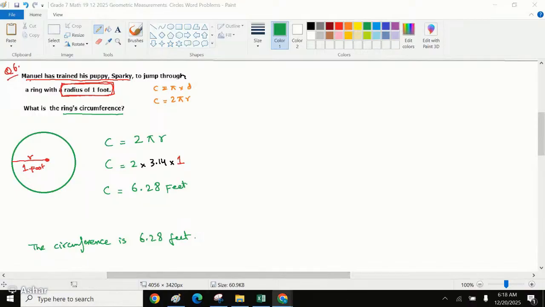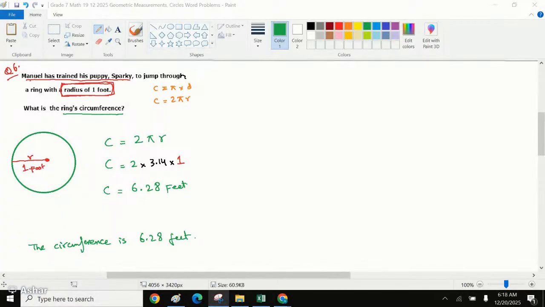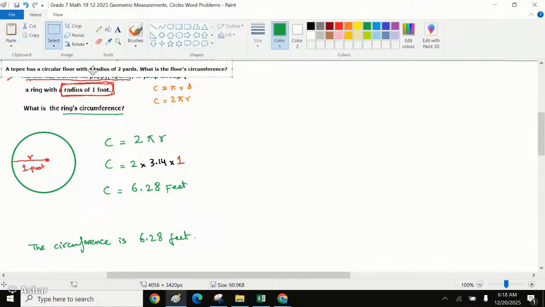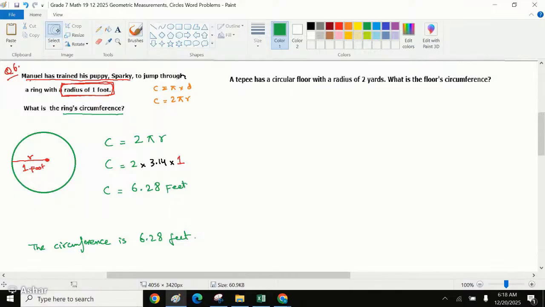Okay, moving on to the next. Thank you for answering. The next one is this question. Let's copy this question. We should always remember that the value of pi is 3.14. This is something we need to remember at our end. If the question is given something like this, let's minimize the space.